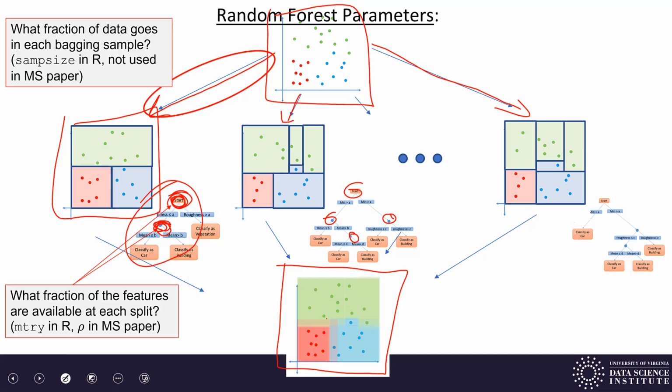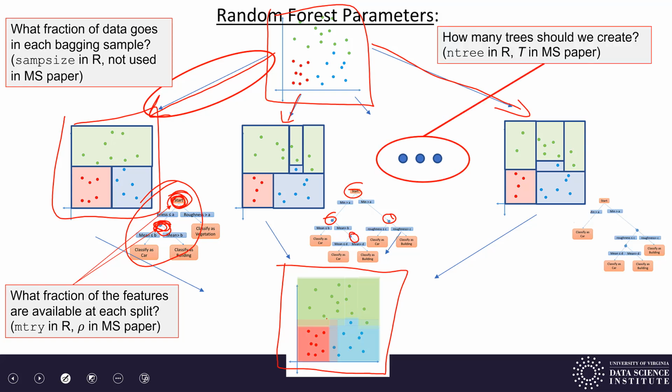We're also going to need to choose the fraction of features that are available at each split. If you're writing R code and using the standard random forest package in R, that's called mtry. In the Microsoft paper, that's denoted by the variable rho. We also need to determine how many trees in our ensemble to create.